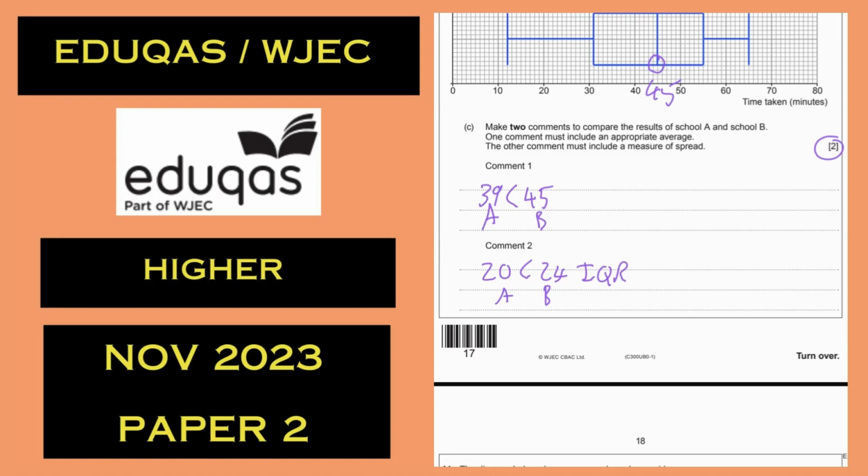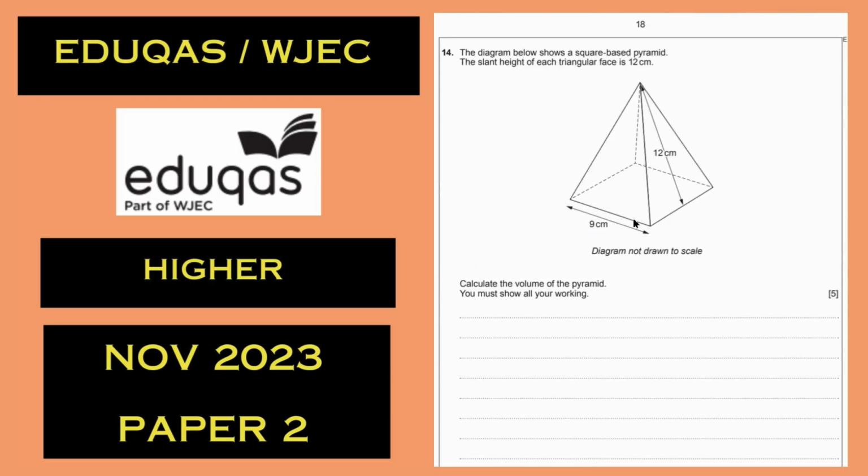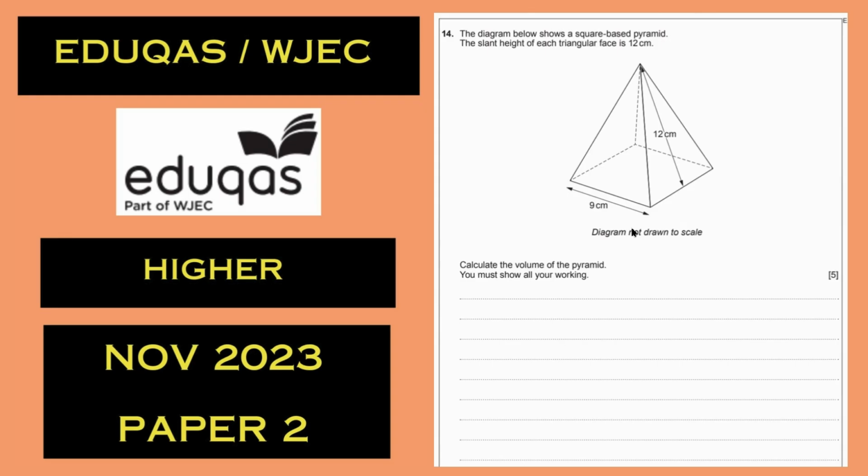Number 14 looks like 3D trigonometry, because it is, but it's actually 3D Pythagoras. Why is that? Calculate the volume of the pyramid. The volume of the pyramid, you can flick to your formula book, is a third multiplied by the area of the base.